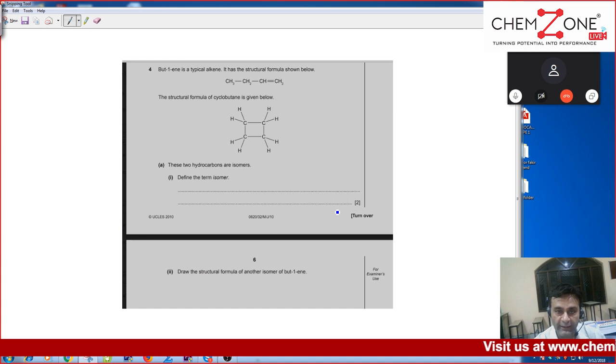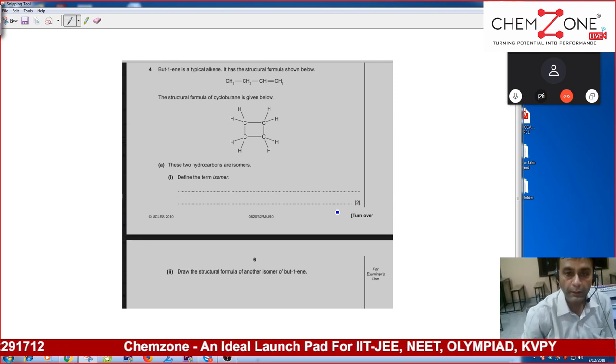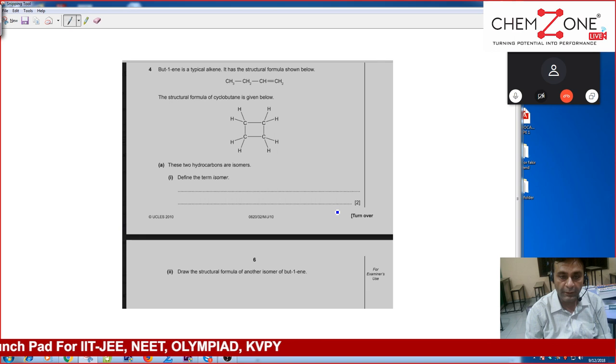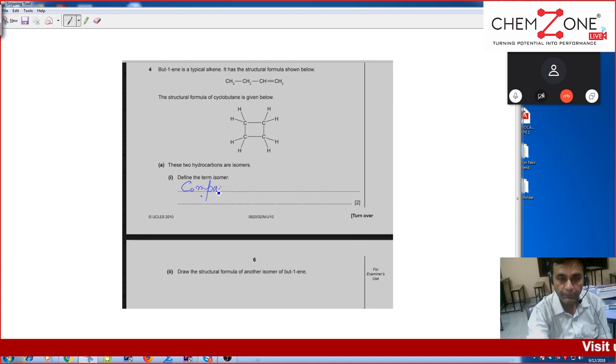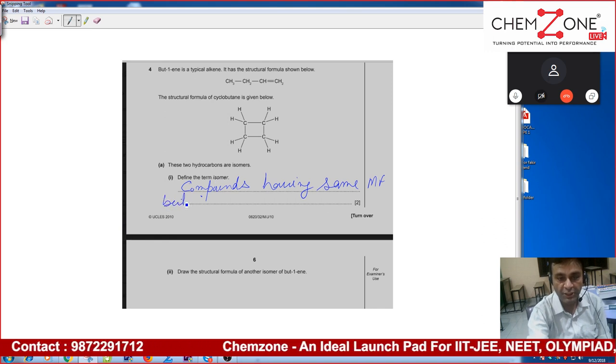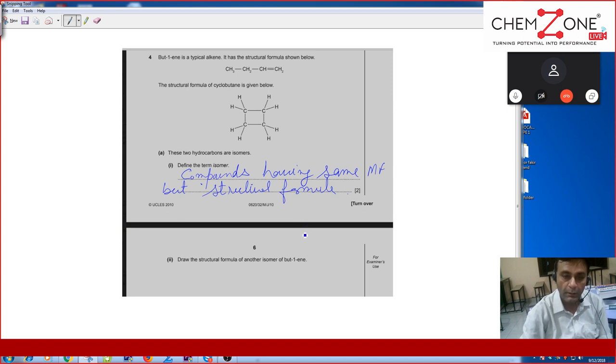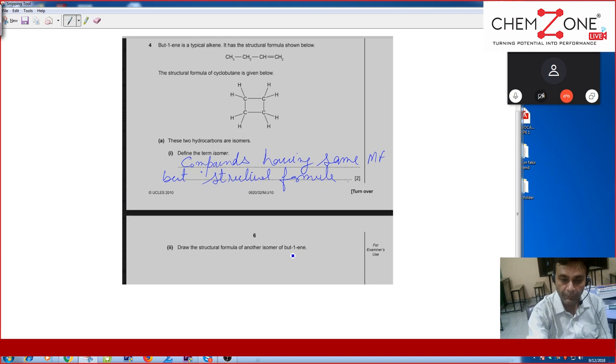Butene is a typical alkene. It has the structural formula as shown below. The structural formula of the cyclobutane is given below here. These two hydrocarbons are isomers. Isomers means same molecular formula, right? Isomers means compounds having same molecular formula but different structural formula. Okay, sir. Are called isomers, right?